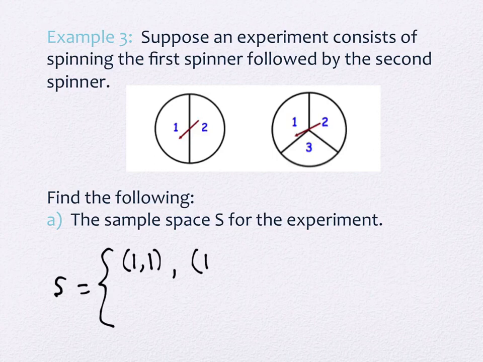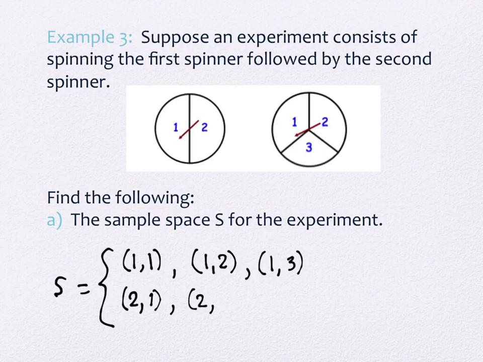I could spin a 1 on the first spinner and a 2 on the second spinner, or a 1 on the first spinner and a 3 on the second spinner. Or I could do a 2 on the first spinner with a 1 on the second, 2 on the first and 2 on the second, 2 on the first and 3 on the second. This is my sample space.